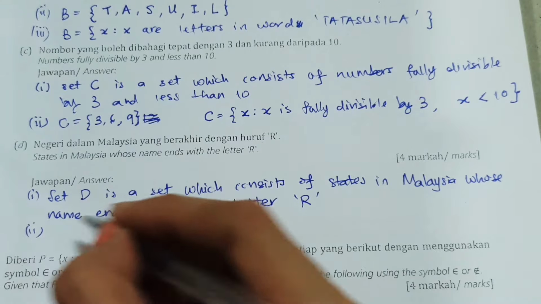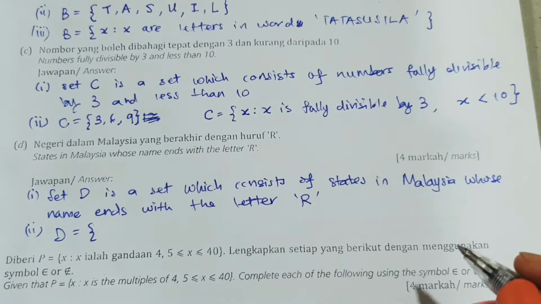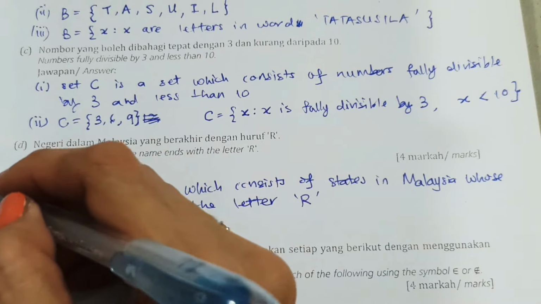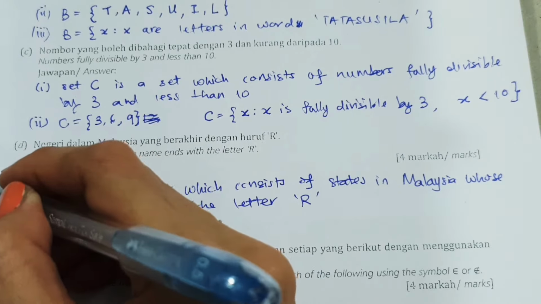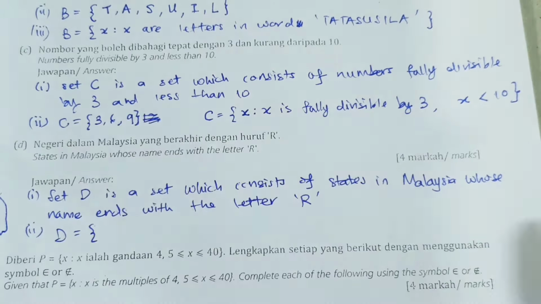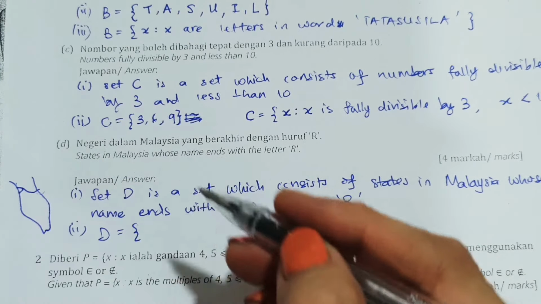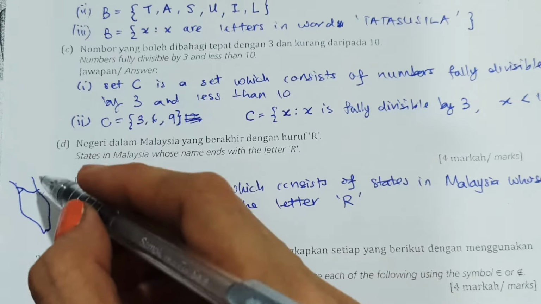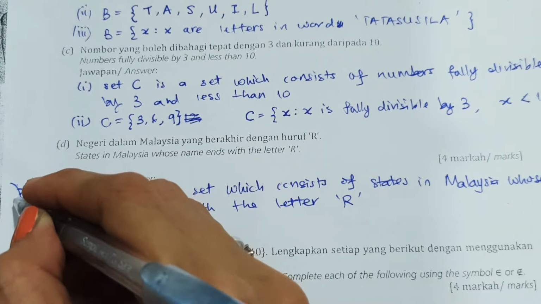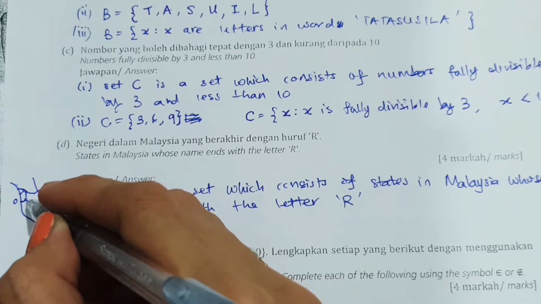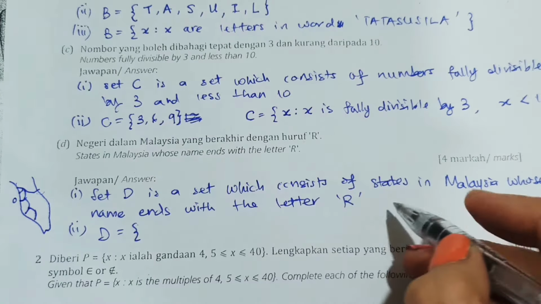Okay, part 2. D, let's list them out. So you got to know all the states in Malaysia. So starting from Peninsula Malaysia, just sketch out a little bit. We start from the top. We have Perlis, ends with S, no. Next, followed by Kedah, Pulau Pinang, Perak, Selangor. Now, Selangor ends with R.